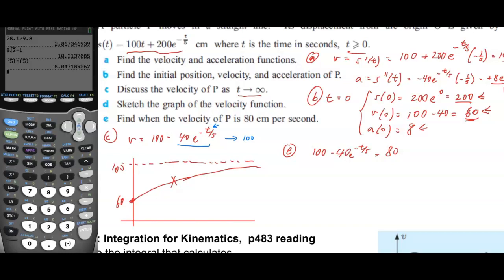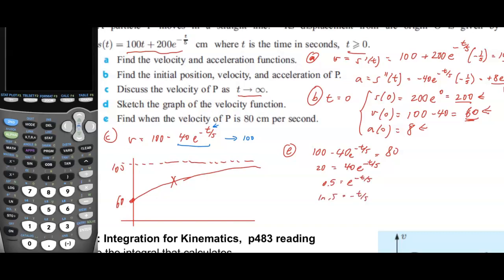So subtract 80 from both sides. We'll have 20 on the left side. So add 40 e to the negative t over 5 to both sides. We'll have that on the right side. Divide both sides by 40. We'll have 0.5 equals e to the negative t over 5. Take the natural log of both sides, natural log of 0.5 equals negative t over 5.